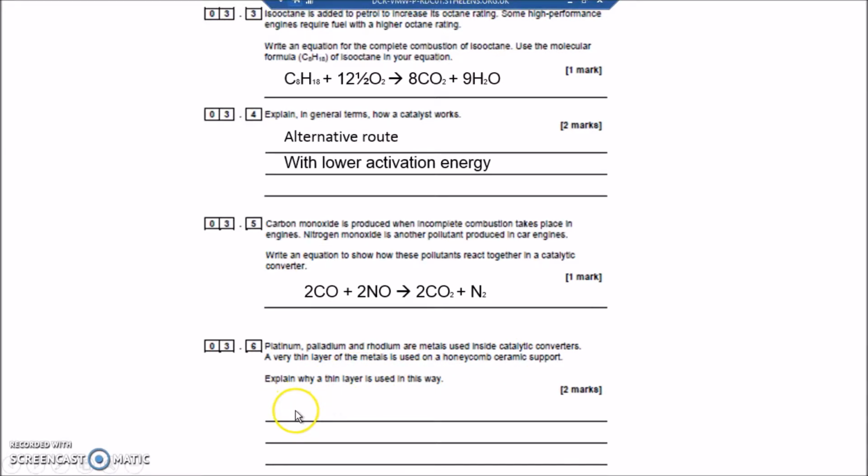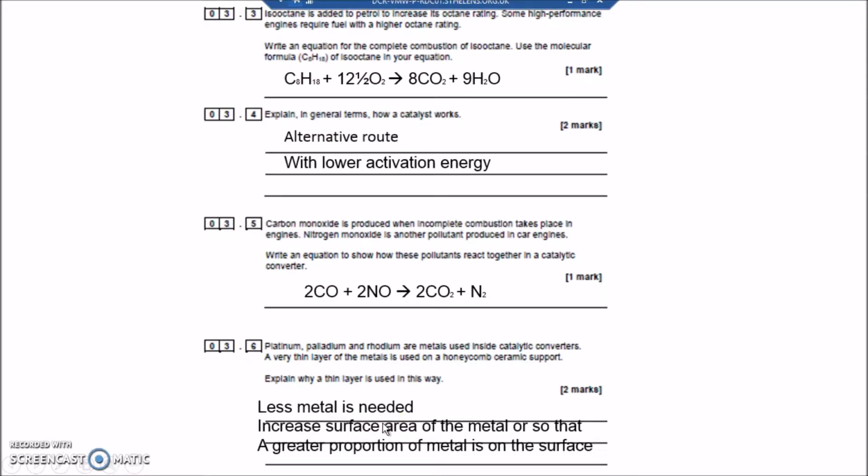Well, it exposes the gases to the thin layer. You can also save money by using a thin layer, and the thin layer of metals means there's a greater surface area to come into contact with the gases. So less metal is needed, so you're going to save money. Less metal is more important really than saving money, although you do save money. Increase surface area on the metal because it's on the surface, and a greater proportion of metal is therefore on the surface.